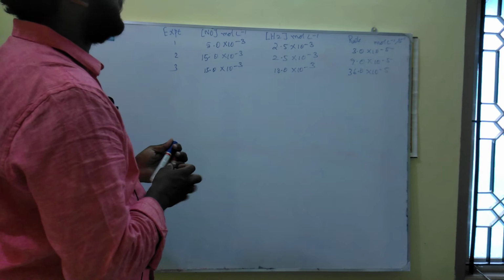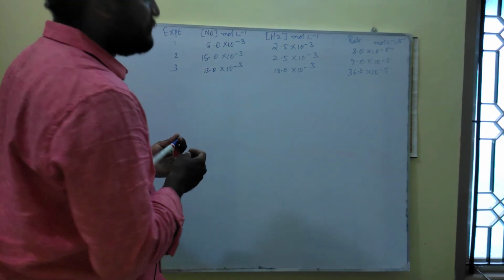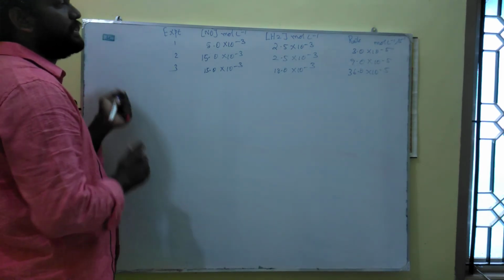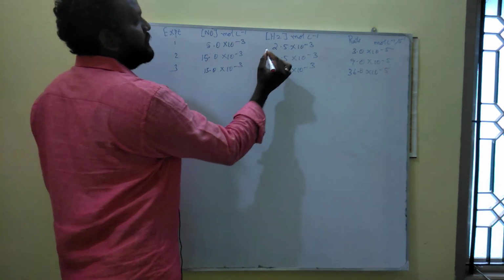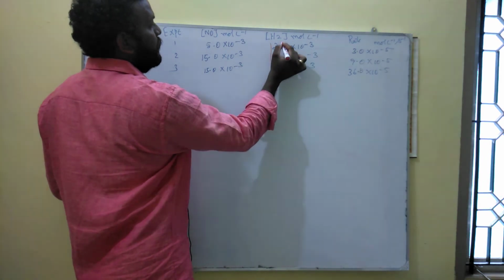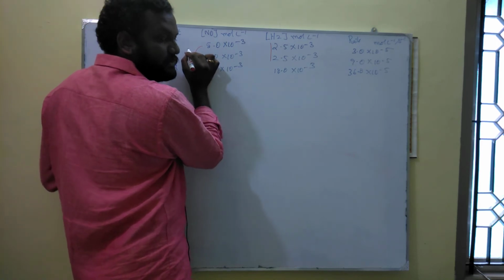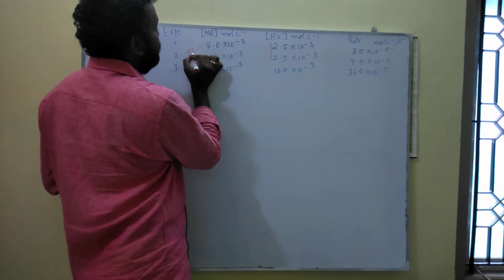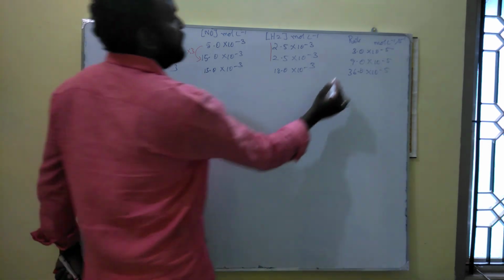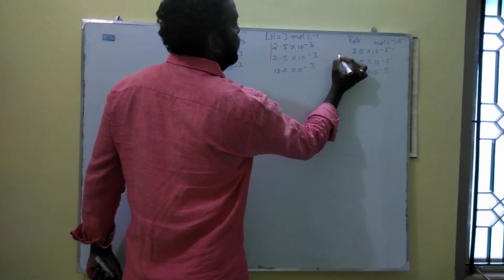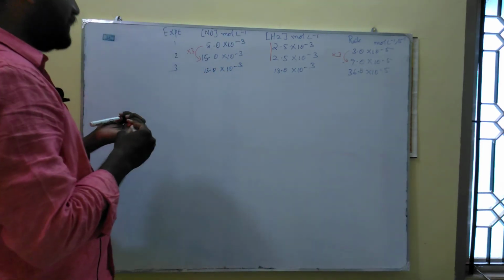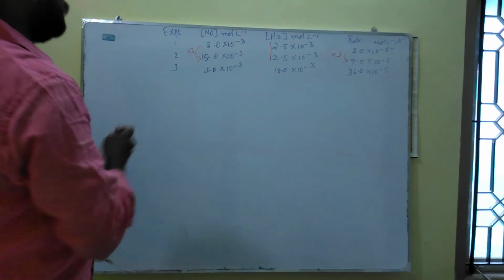So here we have to compare any two. From this comparison we can find the other one. So first compare 1 and 2. Here 2.5 is kept constant. Here 5 to 15. So there is a 3 time increment. 5 3s are 15. So 3 time increment. Here rate also increases 3 times. So we compare the first experiment and second experiment.